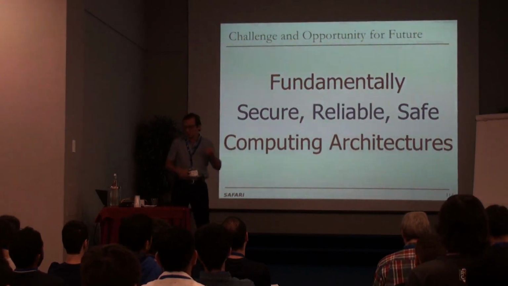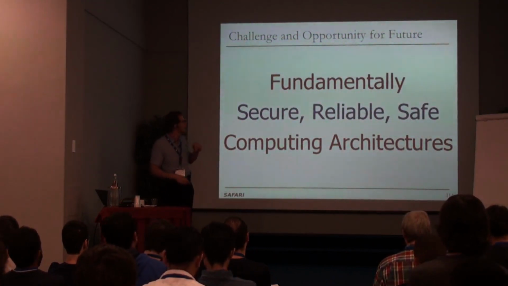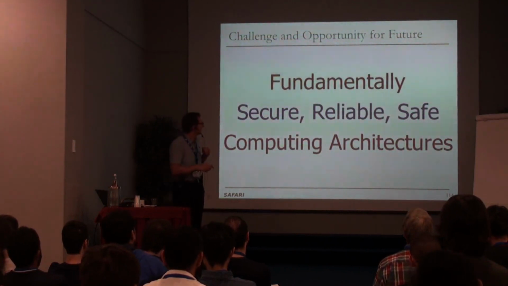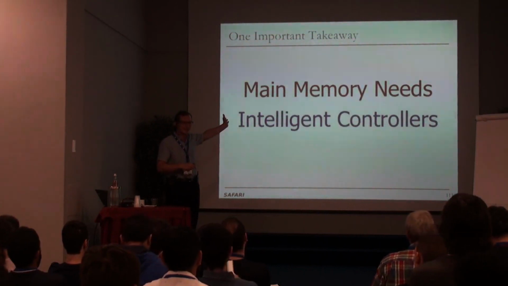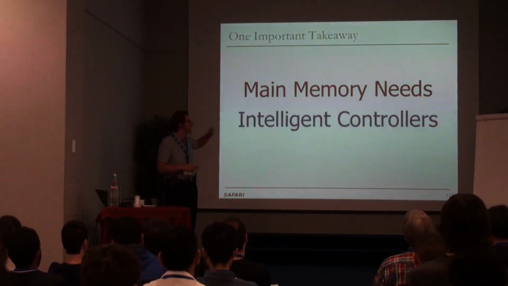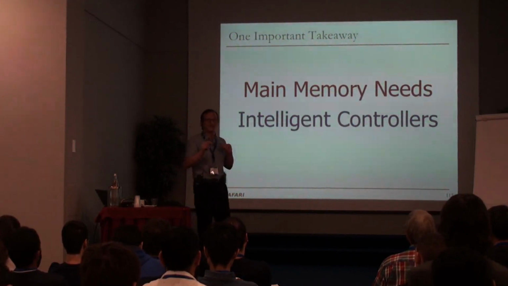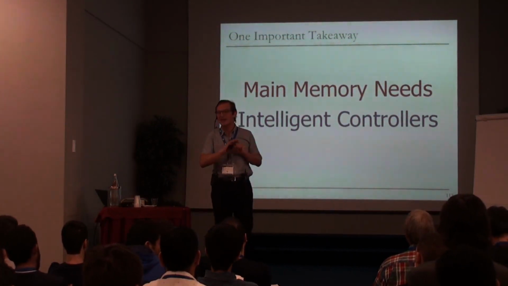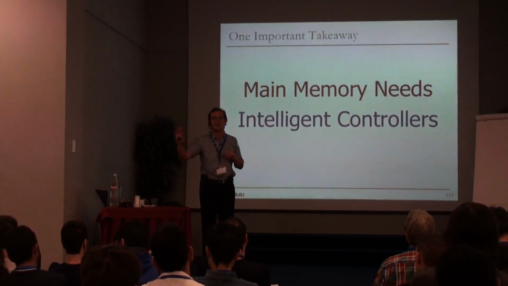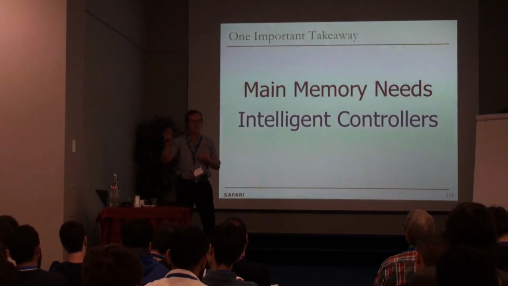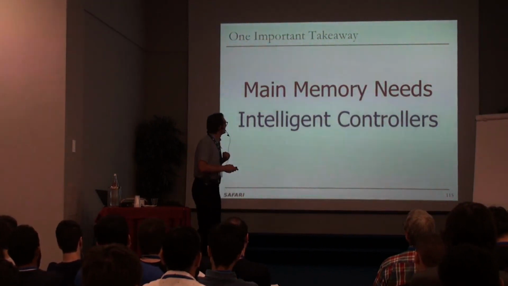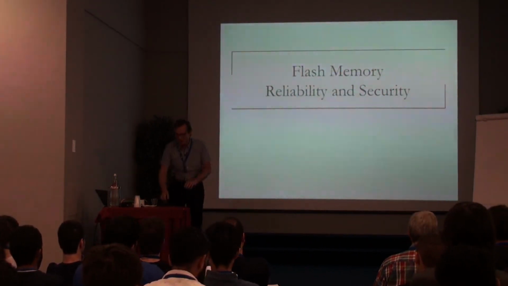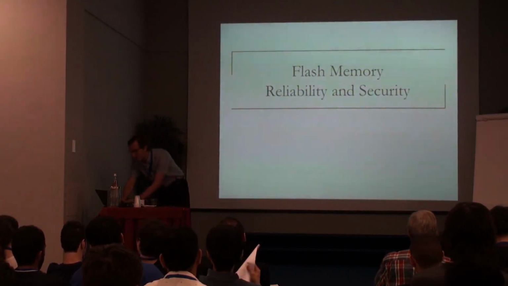Okay, that boils down to basically designing fundamentally secure, reliable, and safe computing architectures. And there's a lot more over here. I think one key takeaway is we need intelligent controllers to be able to enable this. I don't think there's any other way, actually. Especially if you want security as a first-class constraint, you cannot stay with a dumb controller that you cannot change in the field. I think those days should be gone. Should have been gone a long time ago, but should be gone from now on. Okay, there's a lot more in flash memory reliability and security, but I'm going to stop here for this part of the talk. Any questions?